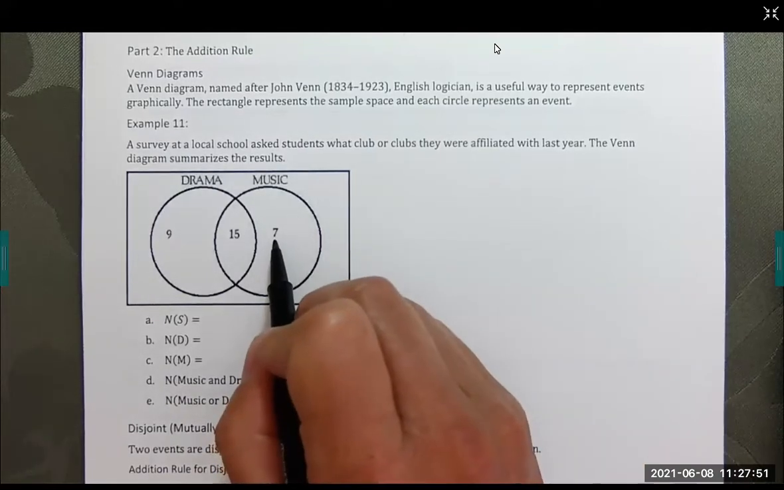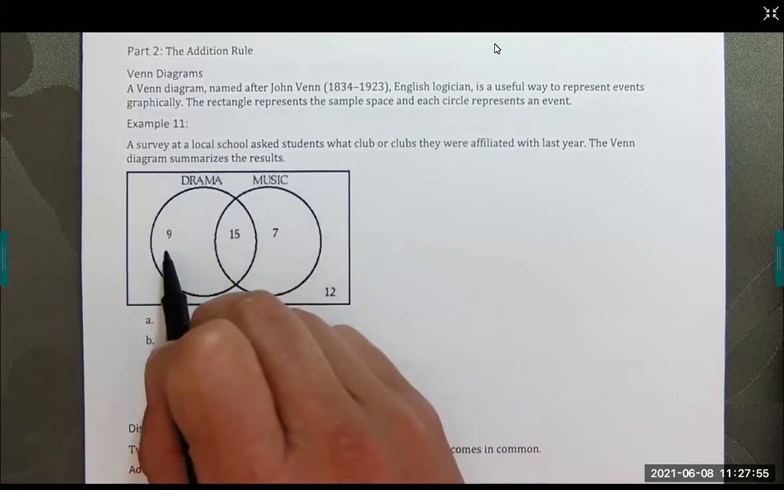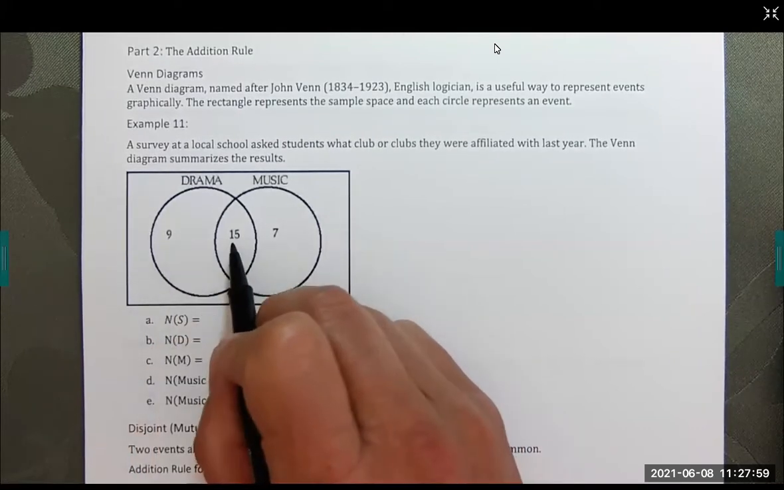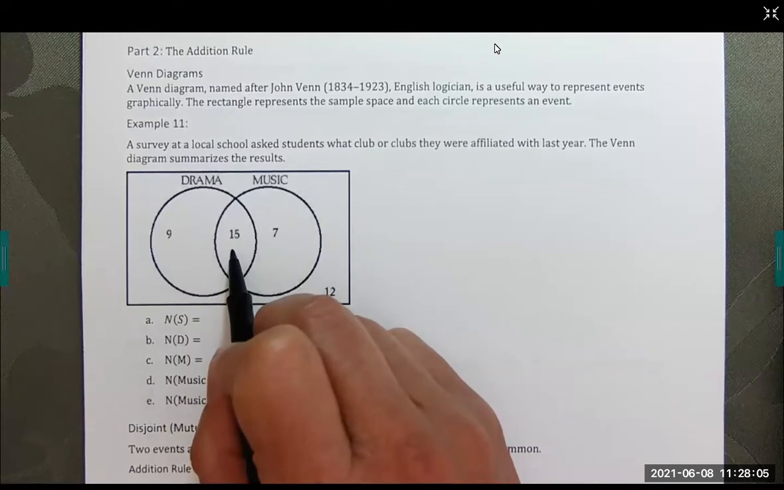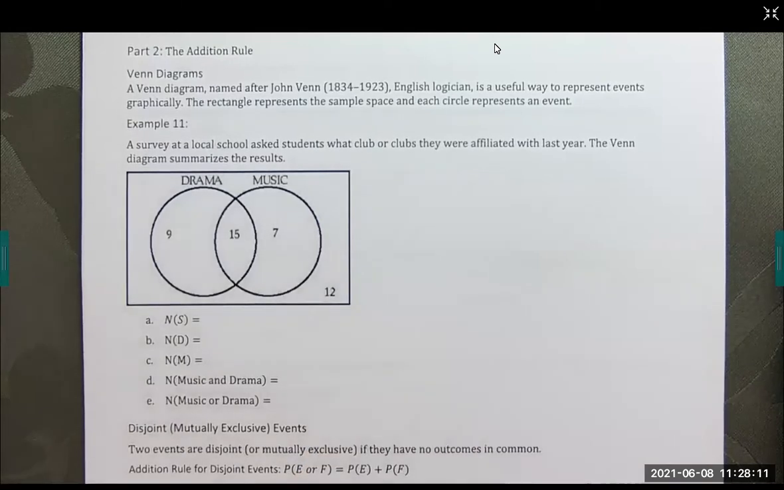The 7 represents the students that are in the music club but not in the drama club. The 9 represents all the students that are in the drama club, but not in the music club. The 15 represents all the students that are in both the drama and the music club at the same time. So they're in 2 clubs. The 12 represents the students that are not in the drama nor the music club at all.